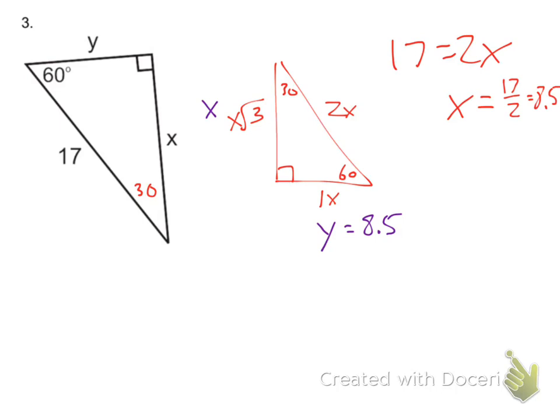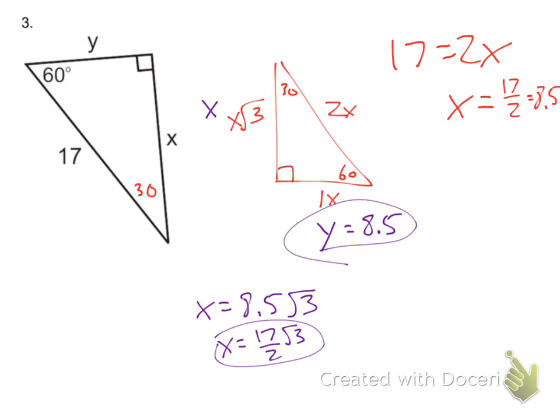But x up here is equal to 8.5 times square root of 3. X equals 8.5 square root 3. Well, here's my issue. I'm not going to leave decimals and square roots next to each other. That just doesn't make sense to me. Doesn't look very nice. So I'll just put it as 17 over 2 square root 3. And you just found both. And no calculators.